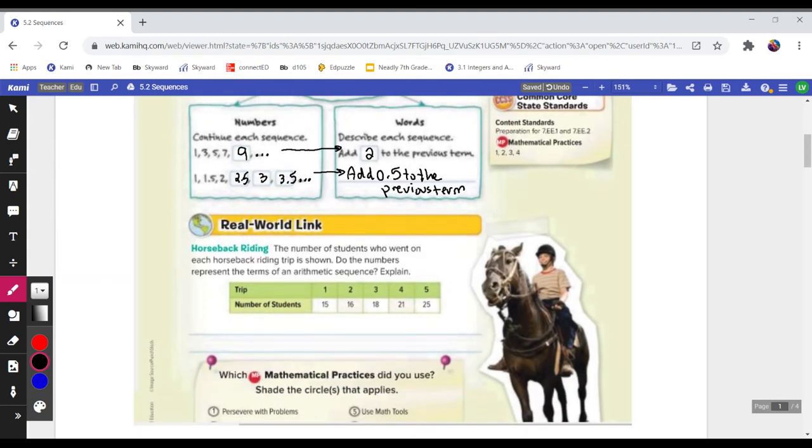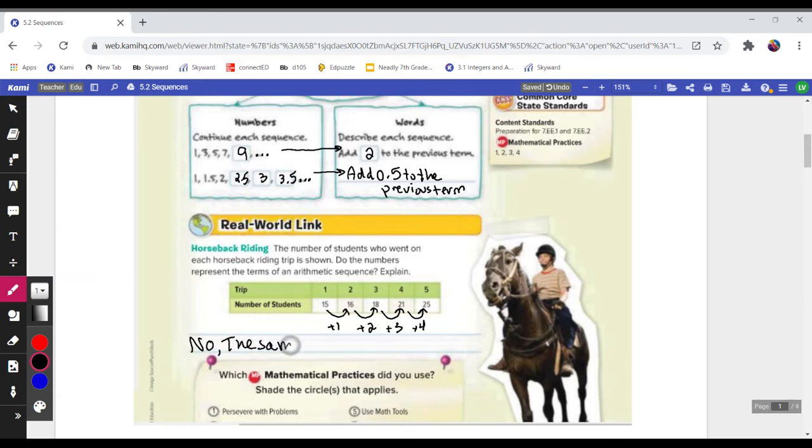Horseback riding. The number of students who went on each horseback riding trip is shown. Do the numbers represent the terms of an arithmetic sequence and explain? So if we look at our trip, the first trip, second, third, fourth, and fifth, the number of students goes from 15 to 16, so that was adding 1, 16 to 18, that's adding 2, 18 to 21 is adding 3, 21 to 25 is adding 4. So to answer the question, do the numbers represent the terms of an arithmetic sequence? This is going to be a no.